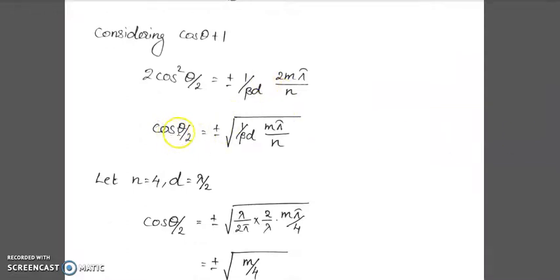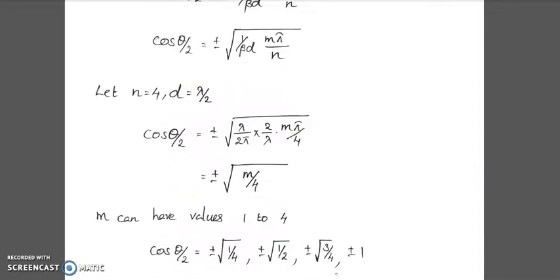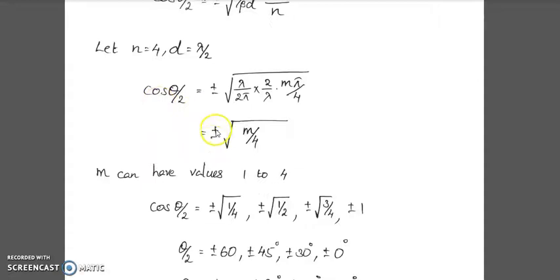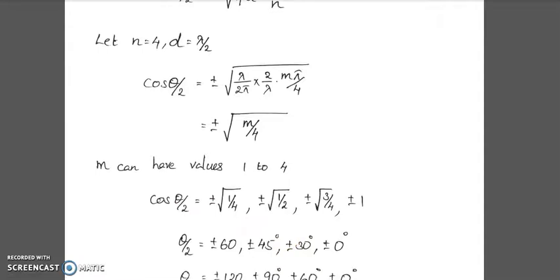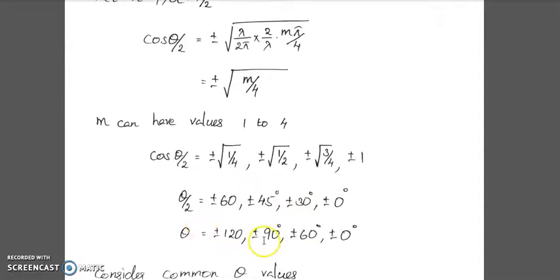And from that you will get cos theta by 2 is equal to plus or minus square root of 1 by beta d into m pi by n. Let n is equal to 4 and d is equal to lambda by 2. You can substitute and you will get cos theta by 2 is equal to plus or minus square root of m by 4. Here also you can substitute values for m ranging from 1 to 4. You will get theta is equal to plus or minus 120, plus or minus 90, plus or minus 60 and plus or minus 0 degrees.